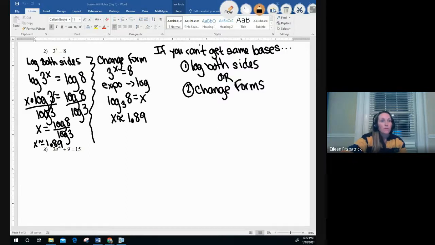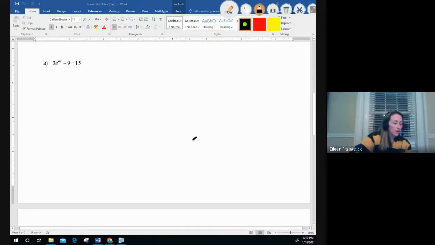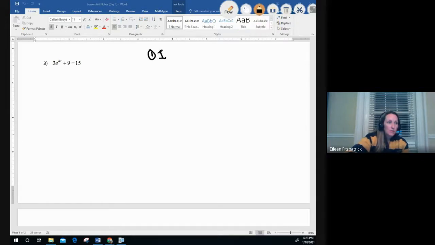Okay. For problem 3, my notes for this problem: you're going to isolate the part of the problem that has the variable up in the exponent as much as possible. Okay, so first step is to isolate the exponential portion.